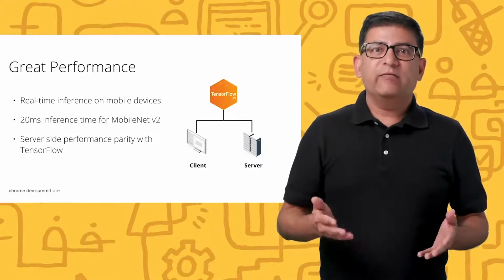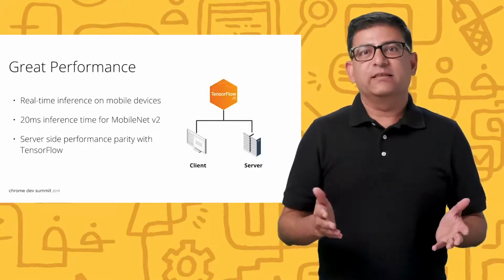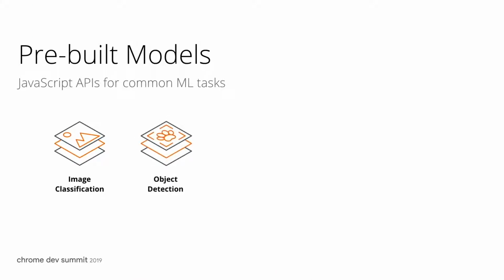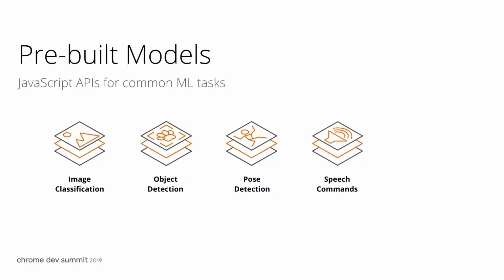And on server side, we have performance parity with Python-based TensorFlow. So to help you get started, we have a collection of pre-trained ML models for common ML problems that we have pre-packaged for you. These include use cases such as image classification and object detection, detecting human pose and gesture, audio models for recognizing spoken words and building speech command interfaces, and text models for text classification, sentiment analysis, toxicity detection, etc.